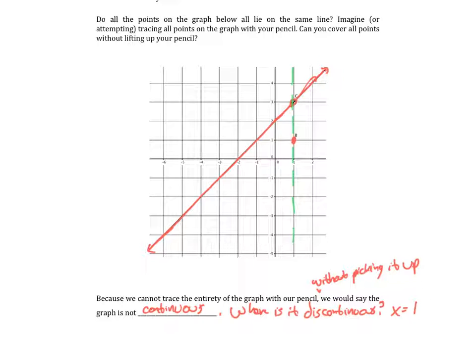That's because I had to pick up my pencil. If I'm tracing the graph, I had to pick up my pencil or pen to trace all the points. So that's a really informal way of showing a graph or function is not continuous. Graphs can be continuous over a range of values, or we could say it's not continuous at a singular point. You could ask, where is it not continuous?